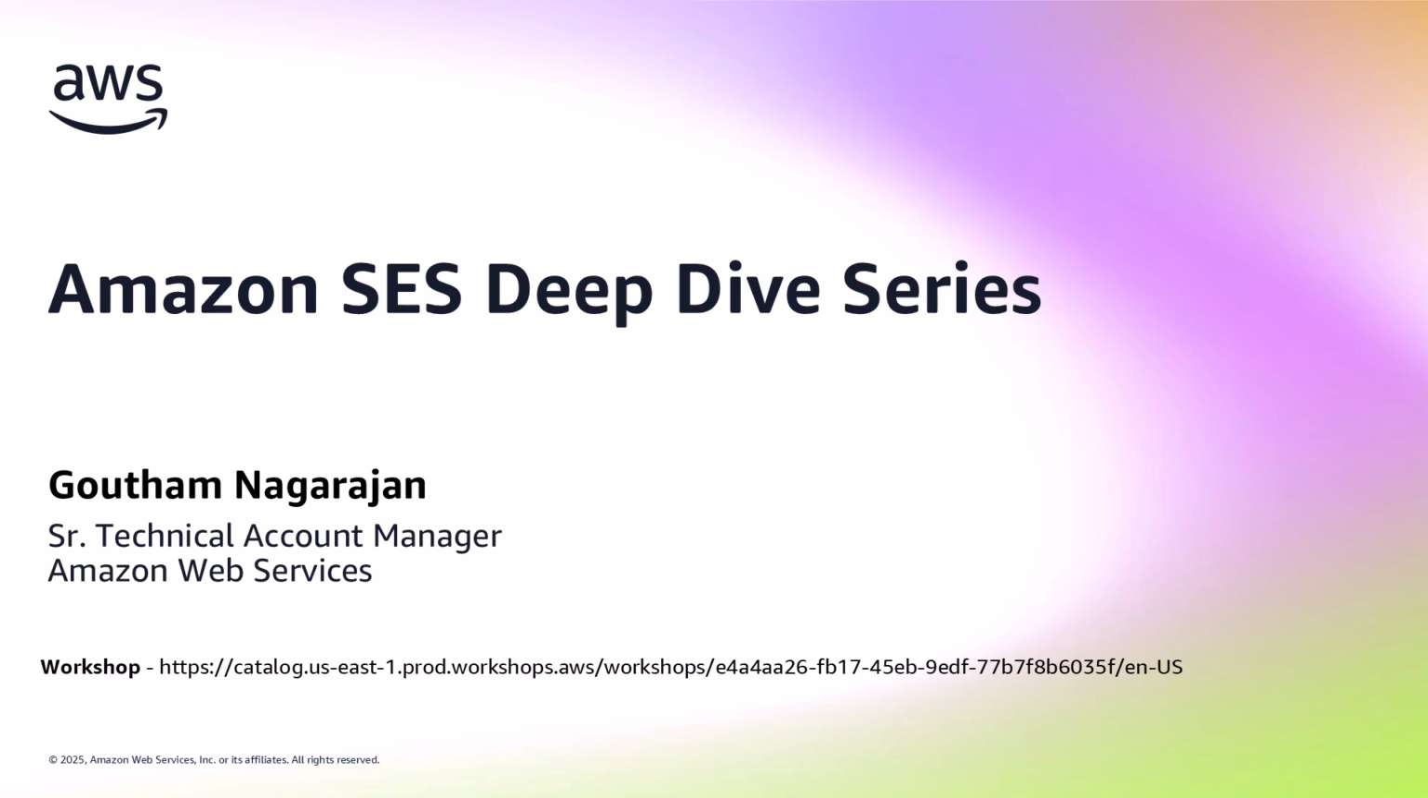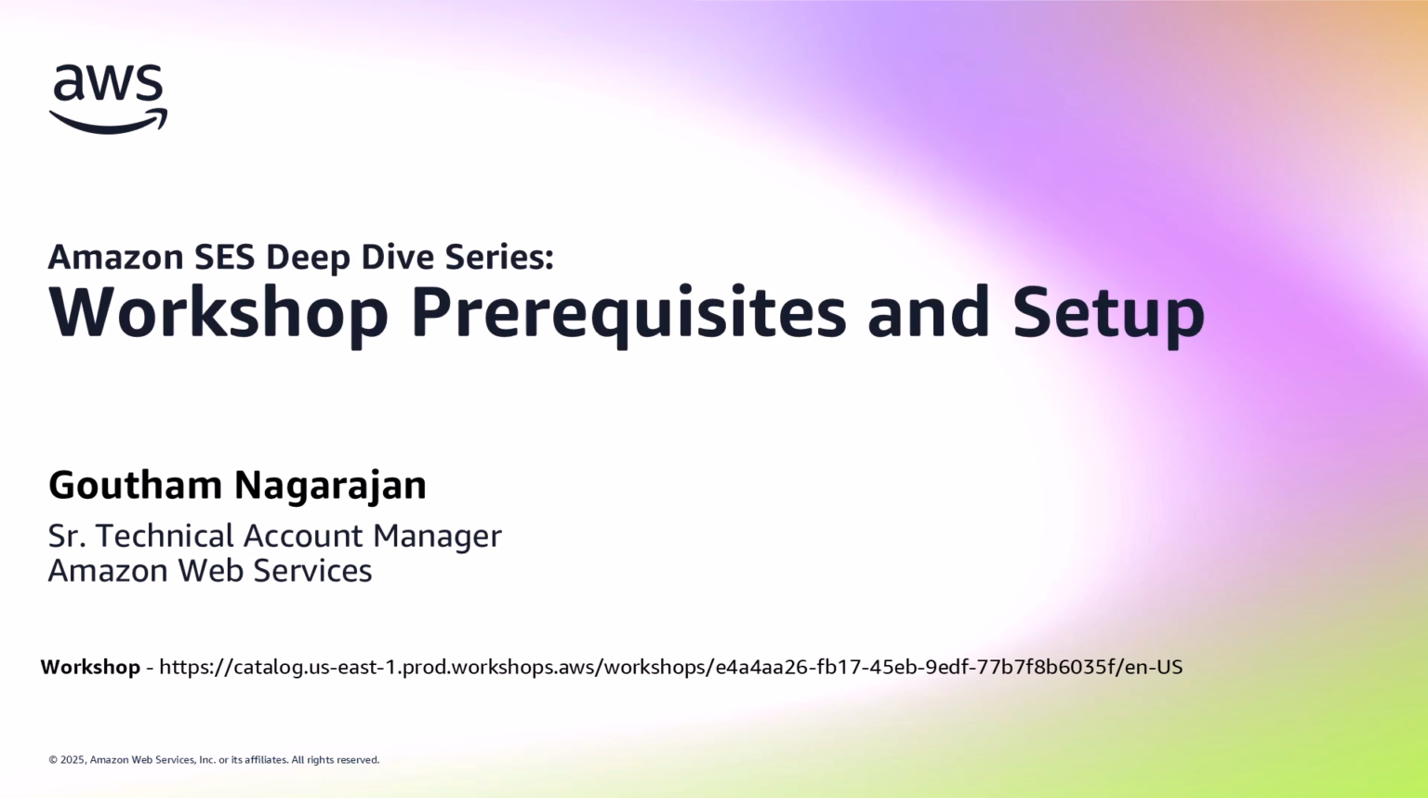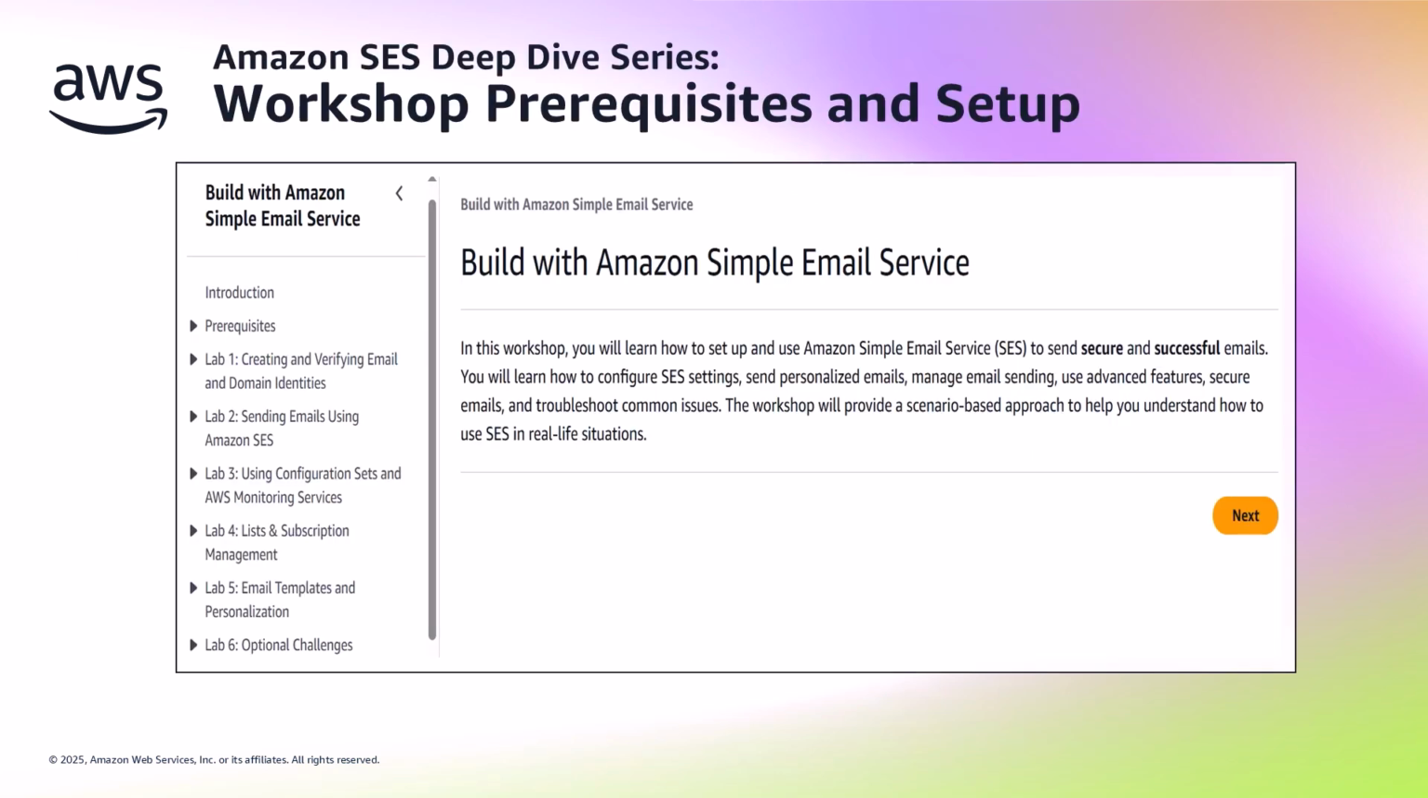Throughout this series, I'll be guiding you through the comprehensive AWS workshop to build with Amazon Simple Email Service, walking you through each module and also demonstrating the hands-on exercises. Today, we are starting a journey through AWS SES that will transform how you handle email communications. The workshop is structured into distinct modules, each focusing on specific aspects of SES implementation and email management. This workshop usually takes about 3 to 4 hours to complete.